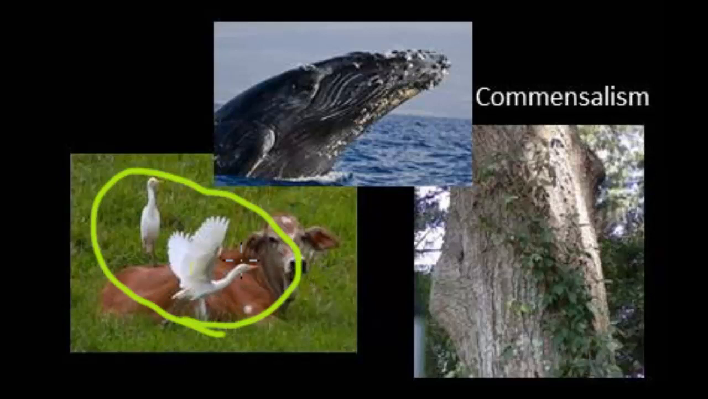So the cattle egret gets a source of food. The herd animal is not affected by this at all. They're just the source of exposing the insects. So they don't really feel anything at all.